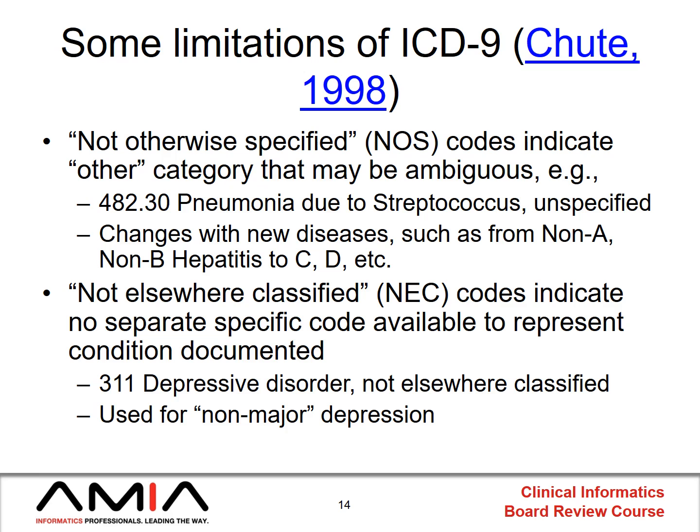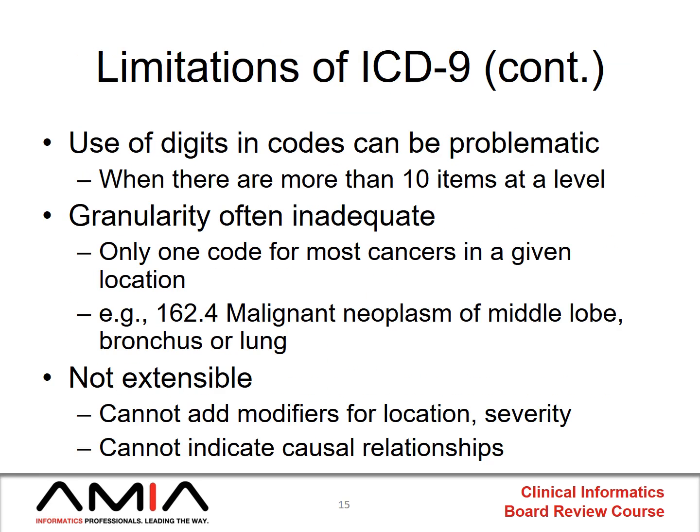There are also not elsewhere classified codes that indicate that there's no separate specific code available to represent the condition that is documented. For example, depressive disorder, not elsewhere classified, is used in ICD-9 for any type of, quote, non-major depression. Another limitation of ICD-9 is the use of digits in codes, meaning that there can be no more than 10 items at a given level. There are some conditions for which there are more than 10 items at a given level in the hierarchy.